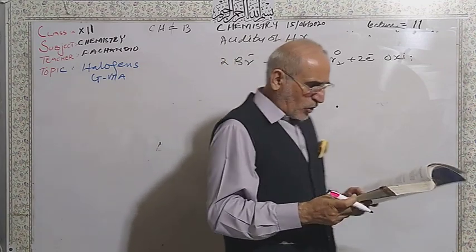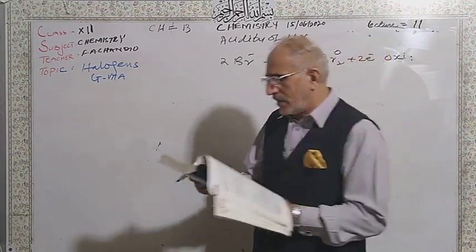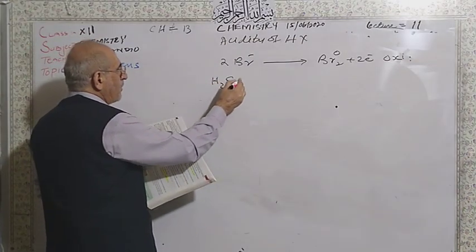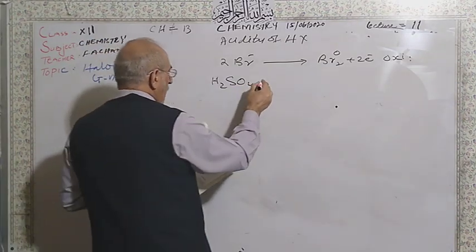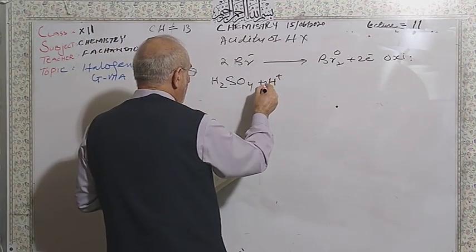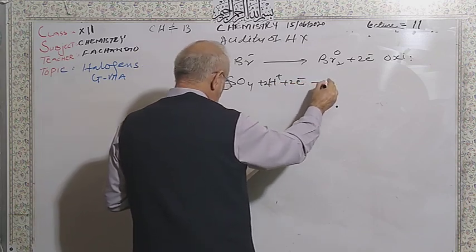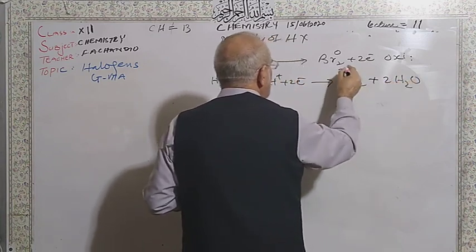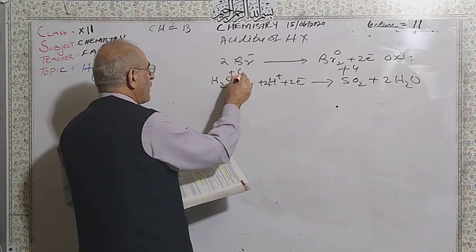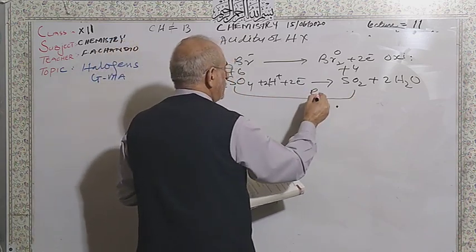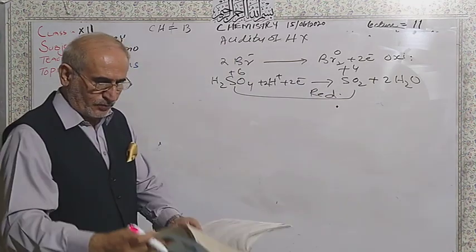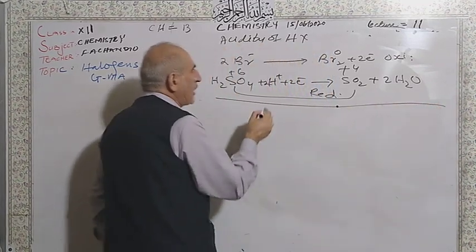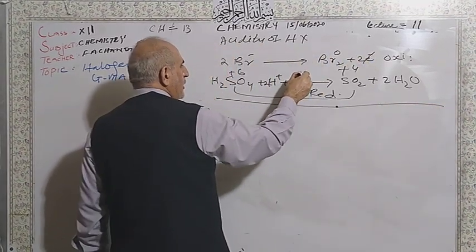So the bromide ions reduce sulfuric acid to make sulfur dioxide gas. This is sulfuric acid, and hydrogen ions are there. By gaining 2 electrons, it changes into sulfur dioxide gas and water. So dear students, sulfur is positive 6 in sulfuric acid and positive 4 in sulfur dioxide. There is a reduction.